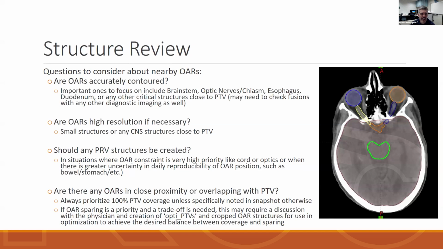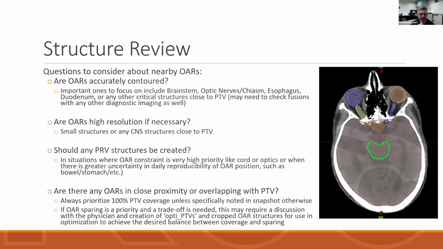It may be good practice to make some of your OARs high resolution. Most treatment planning systems have this option to make a contour high resolution, and this just provides more detailed, higher resolution data on the dose that structure is getting. This is typically most useful for small structures, like any CNS structures close to the PTV, to make sure that if that structure exists near a very sharp dose gradient, that we're picking up any potential max dose that could be missed in a larger resolution.